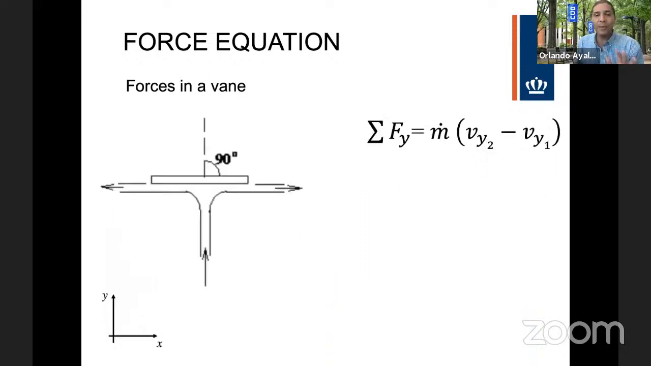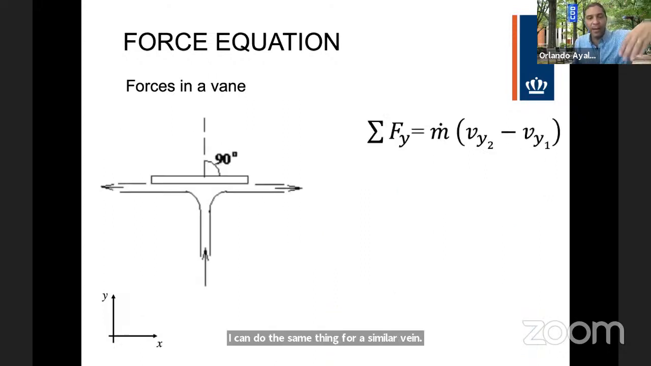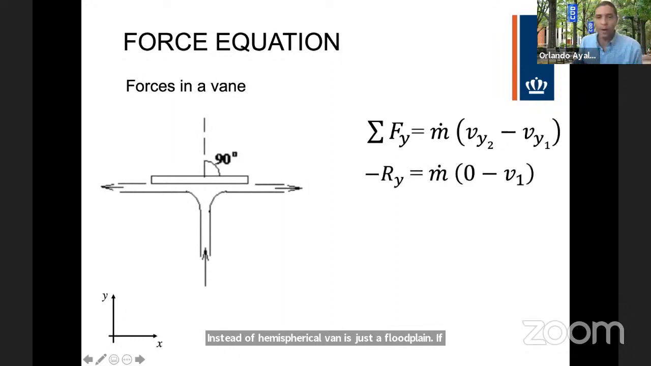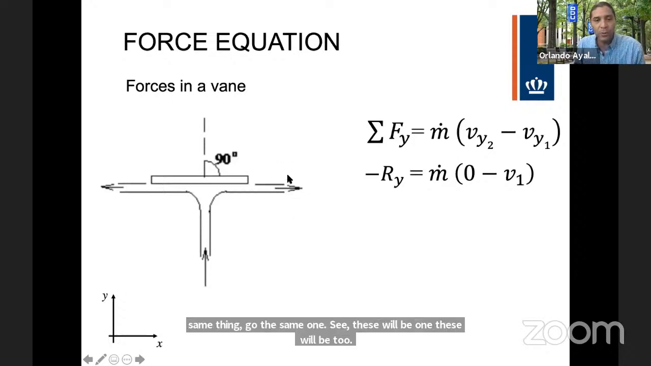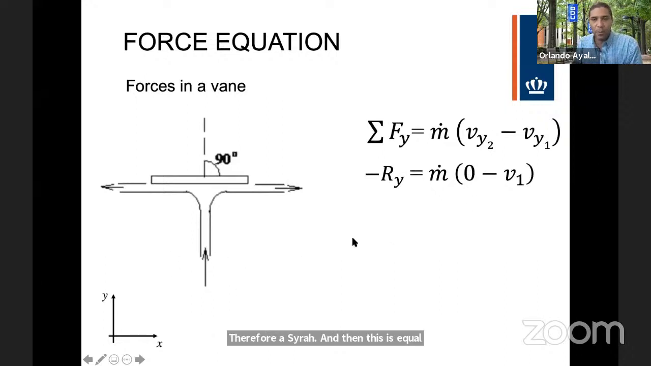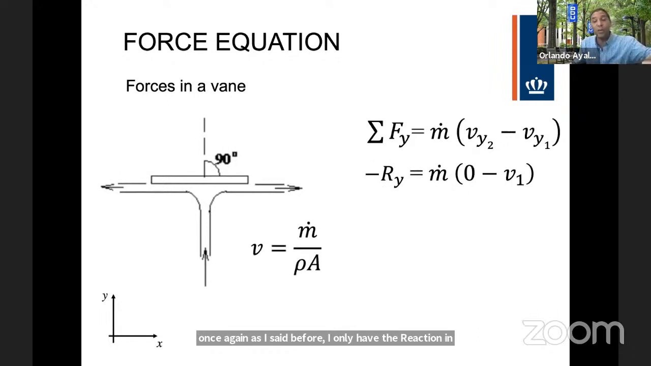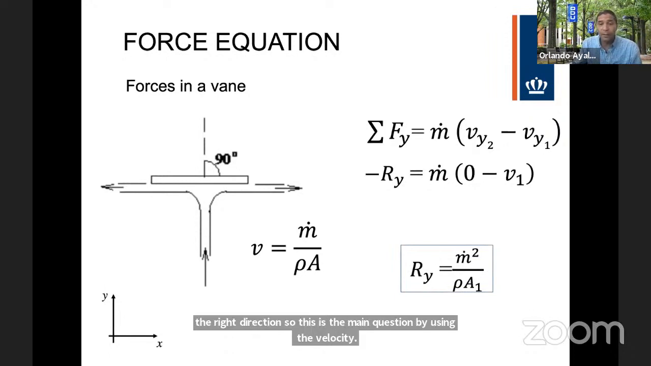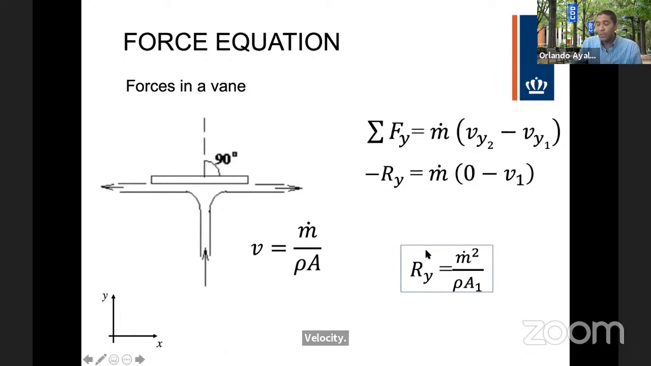I can do the same thing for a simpler vane. Instead of a hemispherical vane, it's just a flat plate. If I do the same thing, this will be B1, this will be B2, but B2 does not have any component in the vertical direction, therefore it's 0. And then this is equal to B1. Once again, as I said before, I only have the reaction in the y direction, so this is my equation, but using the velocity in terms of mass flow rate, this is the equation I get for R1.